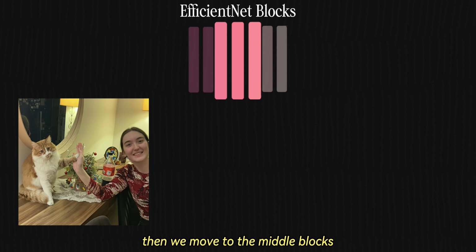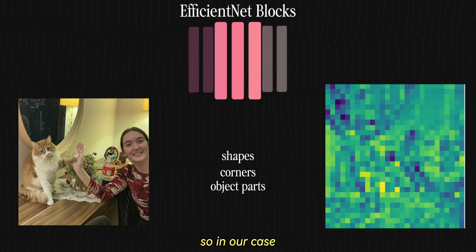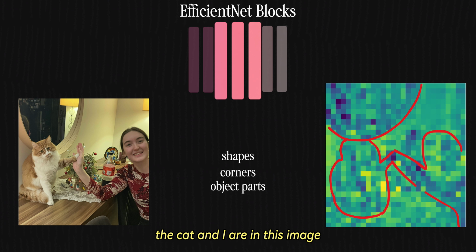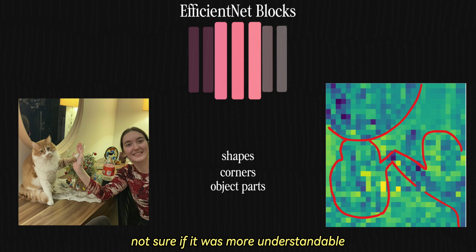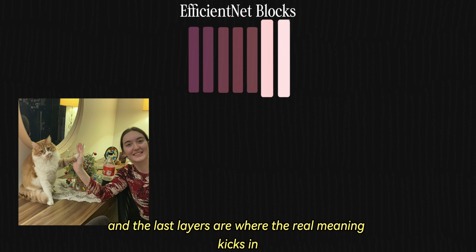Then we move to the middle blocks. These go deeper and they start recognizing shapes, corners, and object parts. So in our case, we can see that it kind of understood where the mirror, the cat, and eye are in this image. Not sure if it was more understandable before the drawing. Let's move on. And the last layers are where the real meaning kicks in.